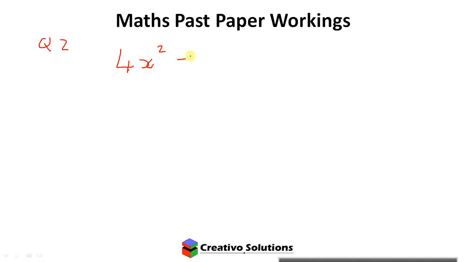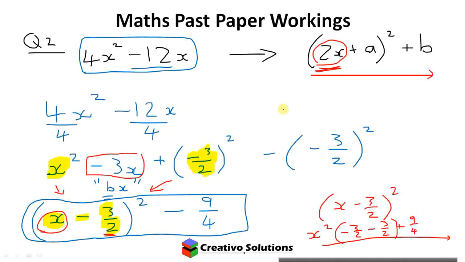4x squared minus 12x. Right, what am I going to do? I'm going to divide by 2 instead of 4, because I want 2x squared. Right, that's going to give me 2x squared minus 6x. That'll give me that. So see, now I've got the 2x there.